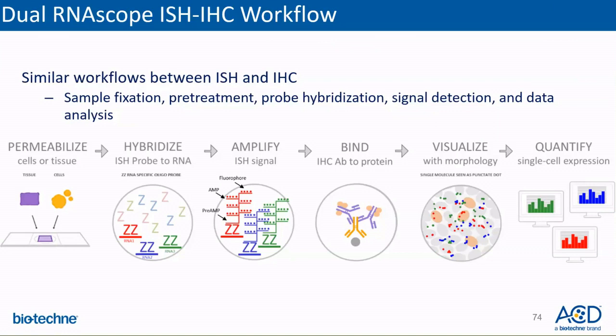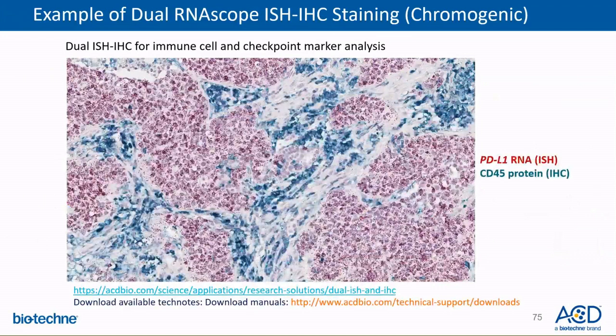Here is an example of using the RNAscope single-plex red assay to detect the PDL1 probe with subsequent IHC staining in blue for CD45 protein.